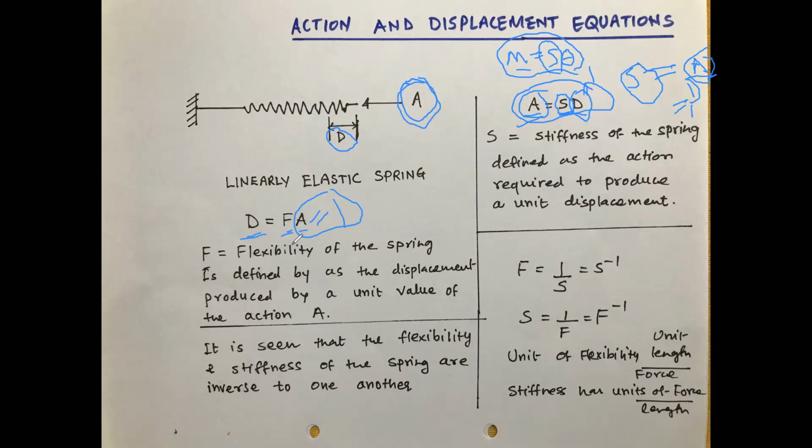And when we talk about general systems, I want all of you to understand the basic definition of stiffness and flexibility. Flexibility is nothing but displacement. If someone asks what flexibility is, it is the displacement produced because of a unit value of the force. This is the equation and its inverse. The unit of flexibility is length per force. Stiffness has units of force per unit length.